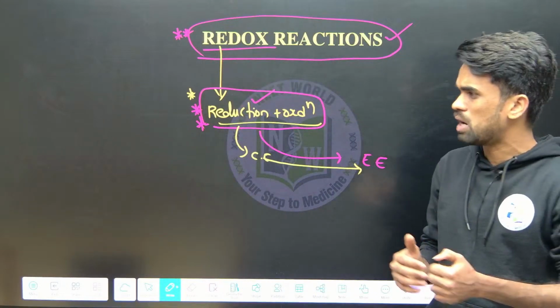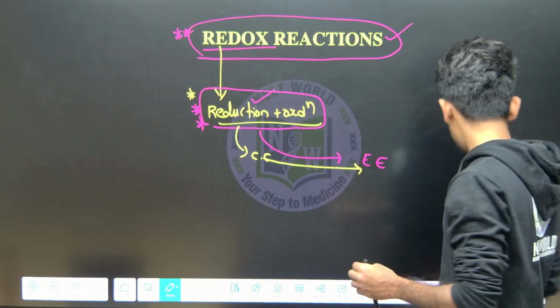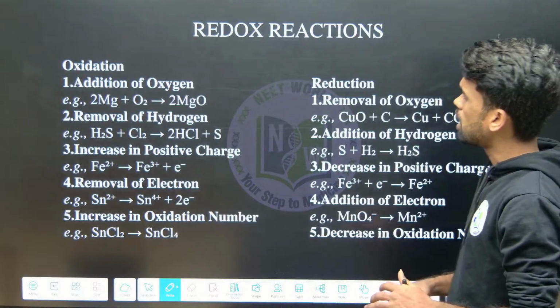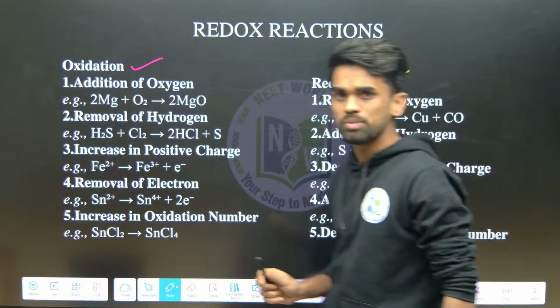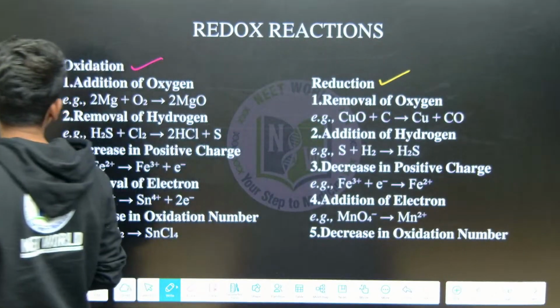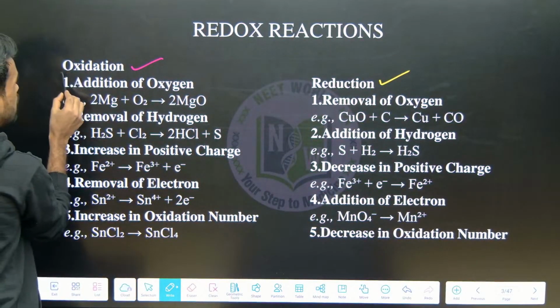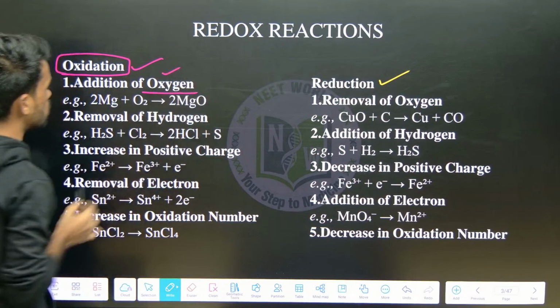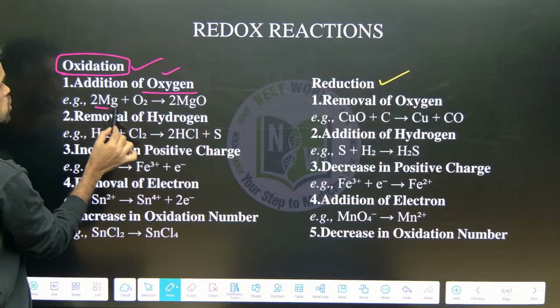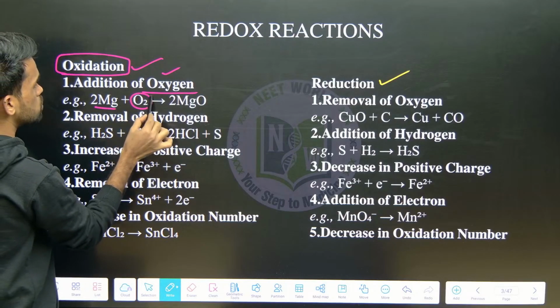I will tell you what we mean by oxidation and reduction. Just listen here. There are 2 terms, one is oxidation and the other is reduction. So what do we mean by oxidation? You can define oxidation as nothing but addition of oxygen. Addition of oxygen is called oxidation. For example, there is a magnesium metal, to which we are adding an oxygen molecule.